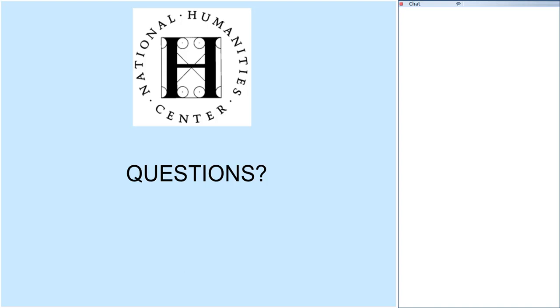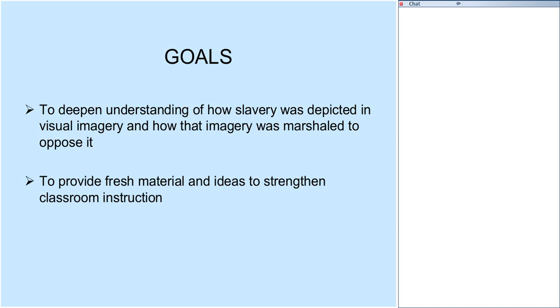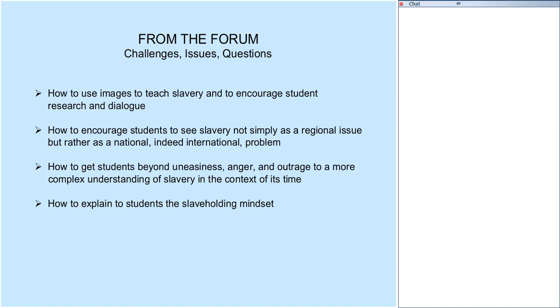Our goals are simple. We have two goals this evening. First of all, we want to deepen your understanding of how slavery was depicted in visual imagery and how that imagery was marshaled to oppose slavery. And also, we want to provide some fresh material and ideas to strengthen classroom instruction. Now, we kept track of the form, and there were four themes that loomed large in the pre-seminar form. First of all, you wanted to know how to use images to teach slavery and encourage students in research and dialogue. We're going to be able to do that for you tonight. We should be able to cover that quite well.